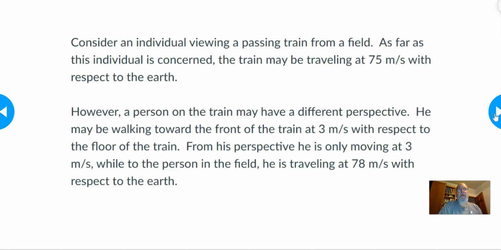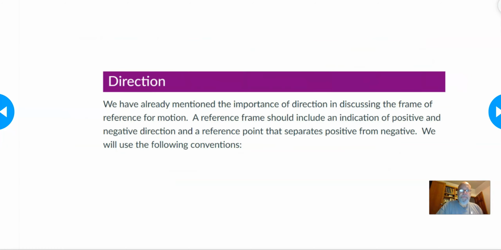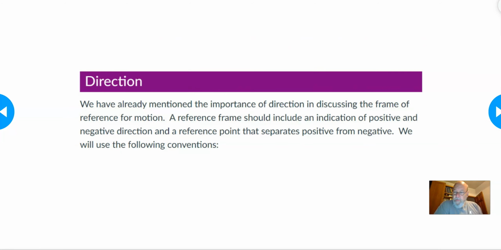So the person on the train, their motion is 3 meters per second. From the perspective of the person in the field, that person's motion is 78 meters per second. That's quite a difference. Person on the train, 3 meters per second. Hey, I'm going at 3 meters per second. Person out in the field, hey, that person's going 78 meters per second. Okay, so that's the additional reason that we need a frame of reference. Okay, now we've already mentioned the importance of direction in discussing the frame of reference for motion.